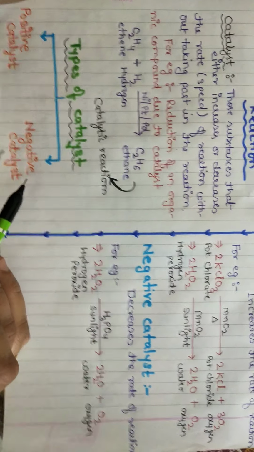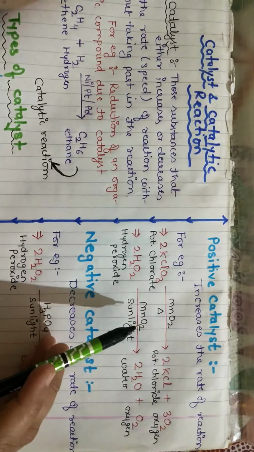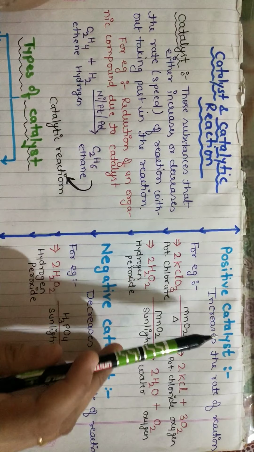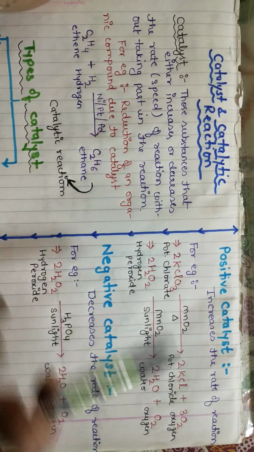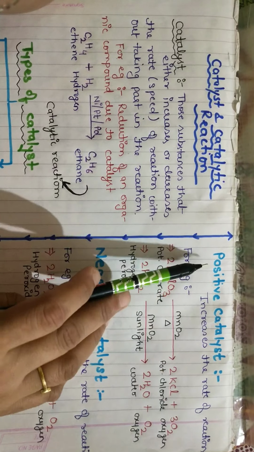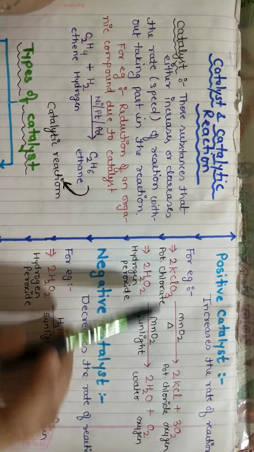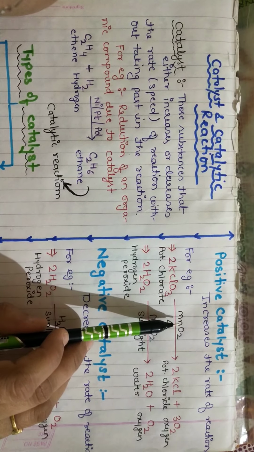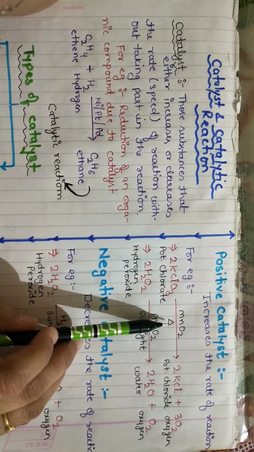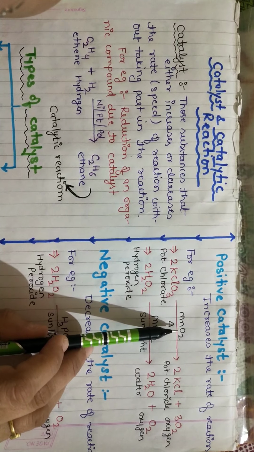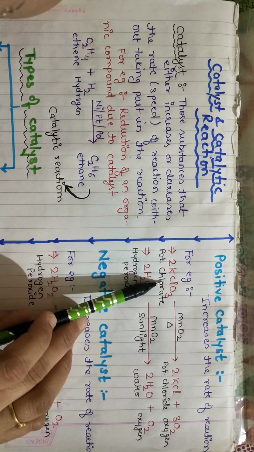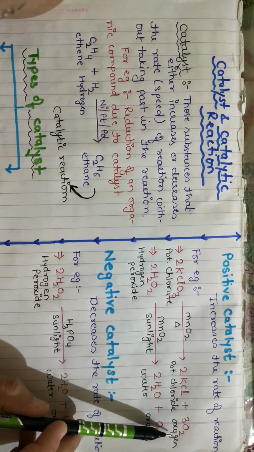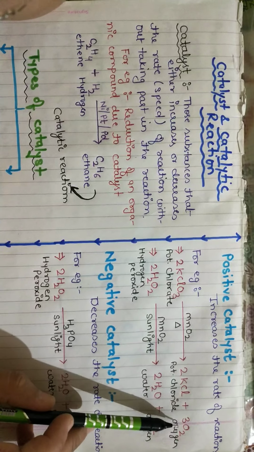Now with the help of examples we will learn about the positive catalyst and negative catalyst. See, positive catalysts are what? Positive. That means it increases the rate of reaction. If the rate of reaction is increased, then they are known as positive catalyst. For example, if we take potassium chlorate and manganese oxide is taken as a catalyst, and by heating this potassium chlorate in the presence of this catalyst, this reactant will convert into potassium chloride plus releasing some amount of oxygen. So this reaction is also known as catalytic reaction.